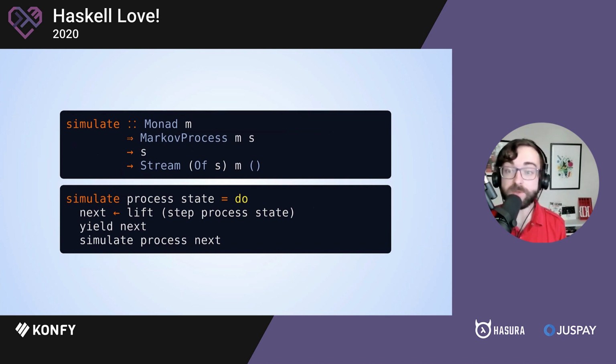And the simplest way to do this, perhaps, would be with a recursive function where we just say that we have some state, then we're going to get the next state from the distribution of states that the step function of our Markov process gives us. So that's the step process state. Then we will just yield the next state. So then in the stream, we can actually see what the simulation is doing. And then we'll just recurse.